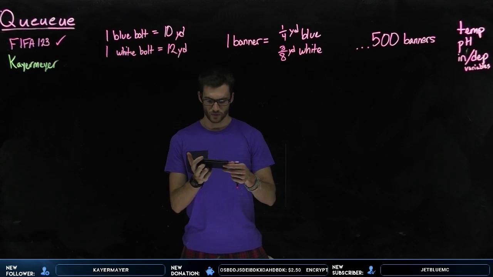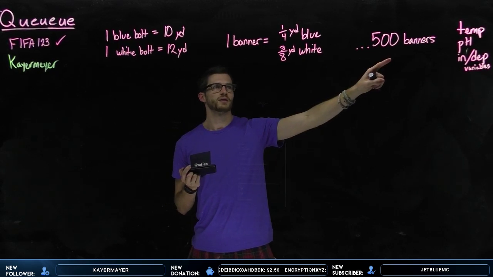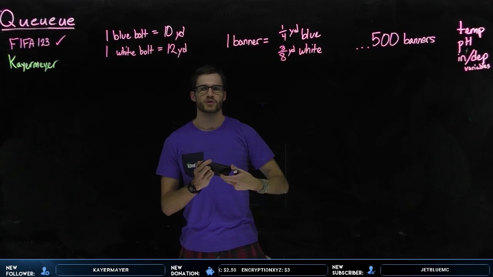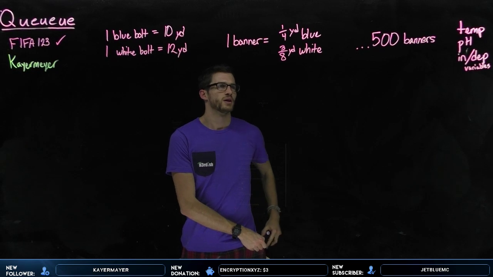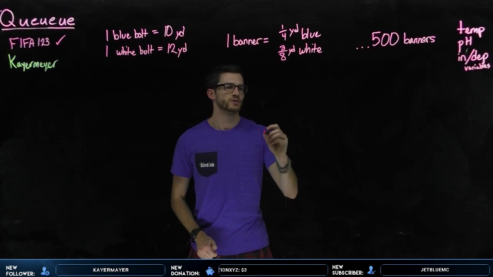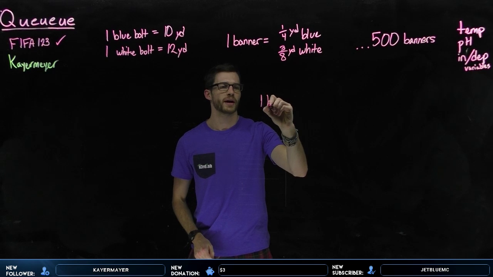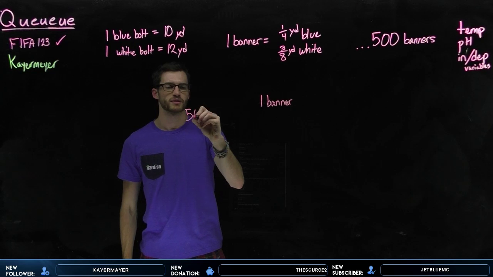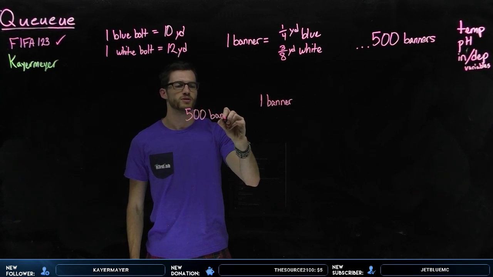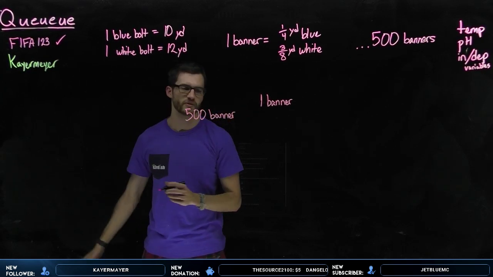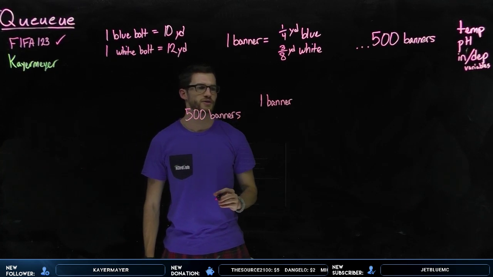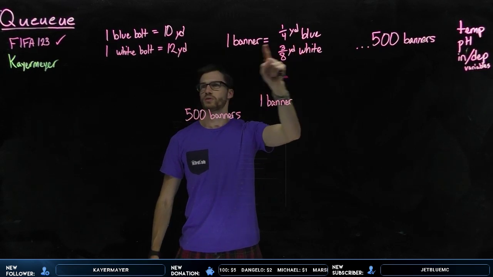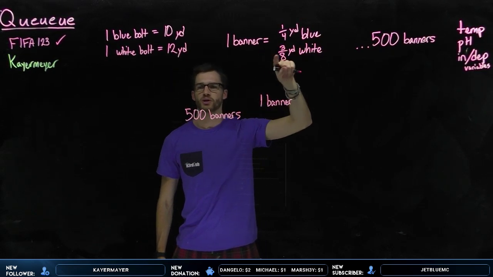Okay, keep going. So we need to get to 500 banners, and we need a 1/4 yard of blue for every single banner. So that means to make 500 banners, we need how many yards of blue? So if we say that one banner, let's do this. So we have 500 banners, and we are going to use unit conversion. Yeah. So 500 banners, and we need to get from banners to how many bolts. Well, let's see how many yards of blue we need first.